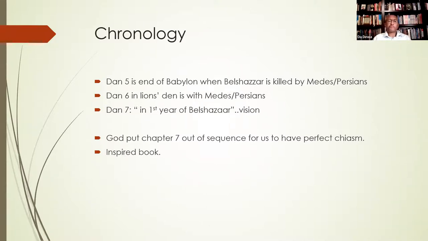And then you ask yourself, but hang on, why didn't God just make the book of Daniel in a time sequence or chronologically correct? But if God had done that, there would not have been any chiasms in the book of Daniel. So what you find is that God actually decided to put chapter 7 out of sequence and put it after chapter 6, when we've already moved into the Medes and the Persians. And that way there'll be a perfect chiasm. And people who study using chiasms can then actually see what is a not-to-miss message.